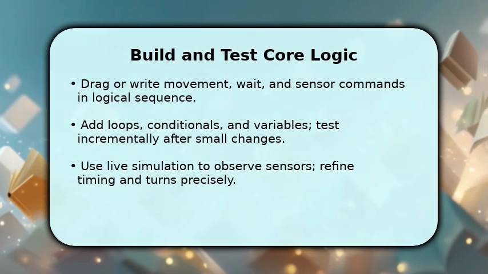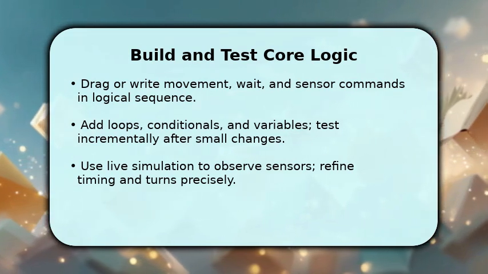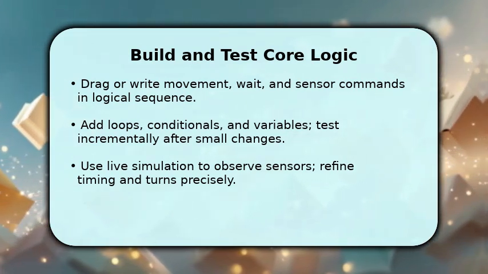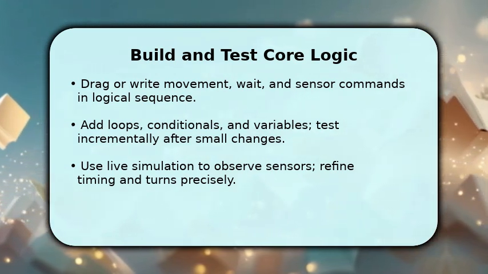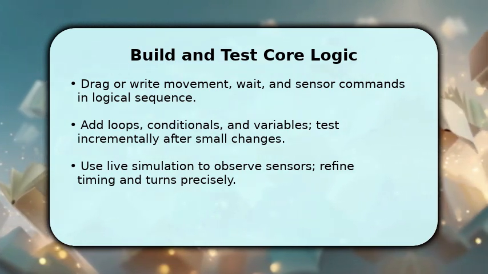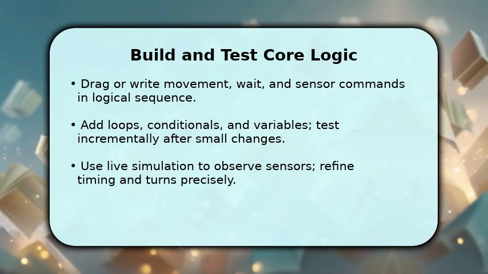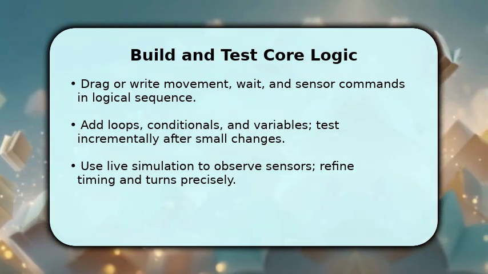Now construct the core program. Assemble movement commands, waits, and sensor reads in a logical order so the robot performs the intended task. If using Python, define functions to reuse movement patterns. Add loops and conditionals for repeated or reactive behavior. Once you add a block or line, run the simulation immediately to catch errors early.